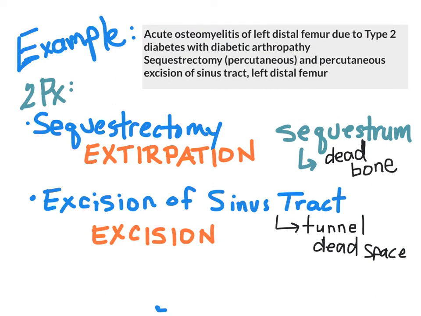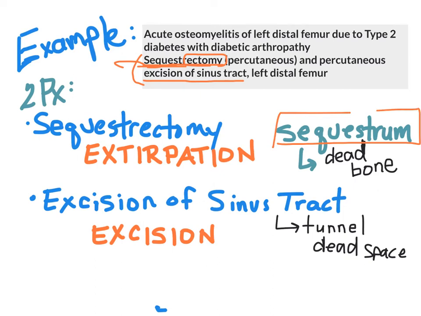Now let's go ahead and take a look at our procedural statement here. We have two procedures documented, the first one being the sequestrectomy and the second one being the excision of the sinus tract. So let's first talk about sequestrectomy. We know that the suffix ectomy means a surgical removal. Well, a surgical removal of what? This word part does not look familiar to me. What does this mean? Well, here we're going to come up with the term sequestrum.